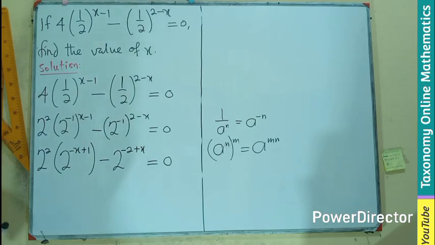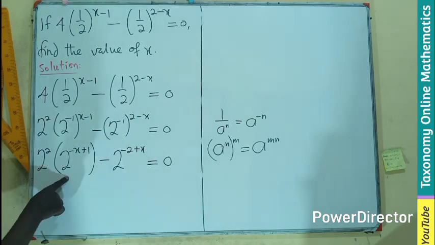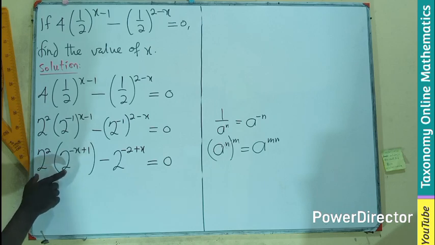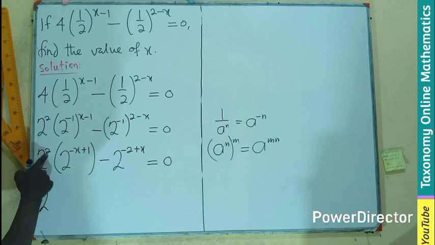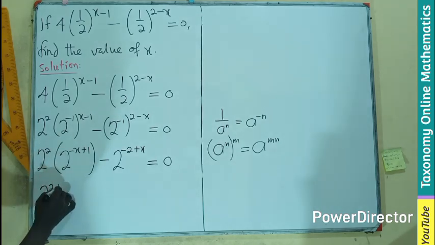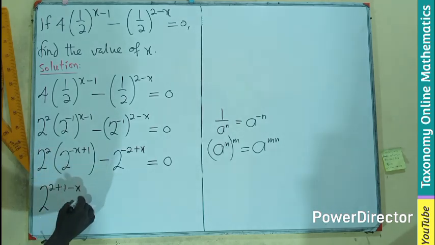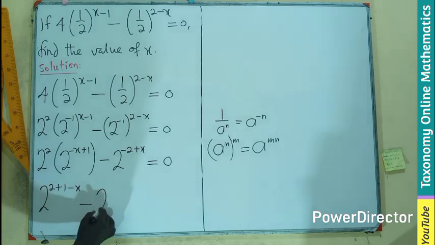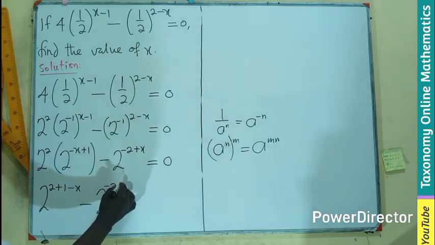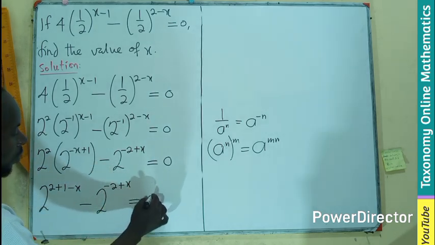0. What should I do next? I can see that this is multiplying. Under indices, as you multiply the base, you add the exponent. 2 exponent 2 plus 1 minus x, minus 2 exponent of minus 2 plus x equals what?